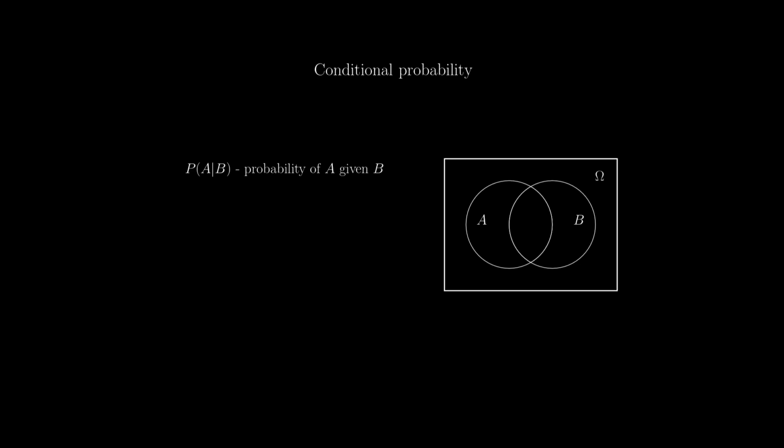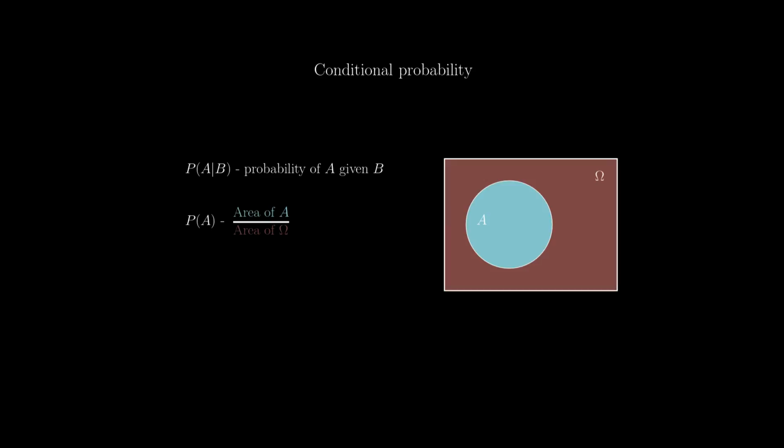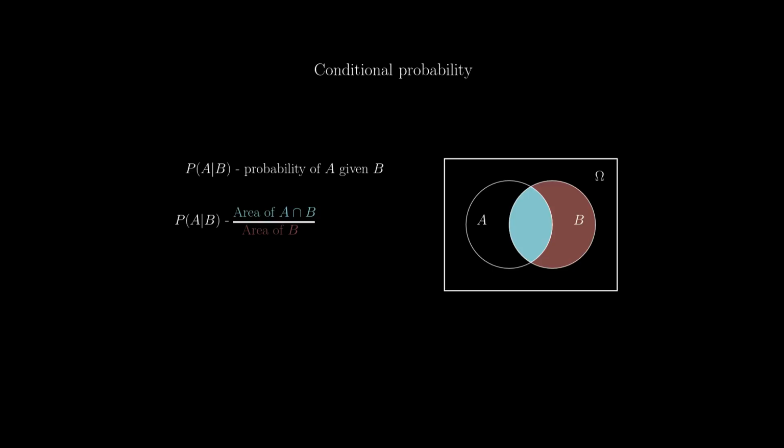Conditional probability is a measure of the probability of an event occurring, given that another event has already occurred. Intuitively, this is like reducing the sample space from omega to B. So if a normal probability can be thought of as the area of A over the area of omega, then a conditional probability can be thought of as the area of A that is also part of B over the area of B. This intuitively explains the definition, which is precisely the probability of the intersection over the probability of B.